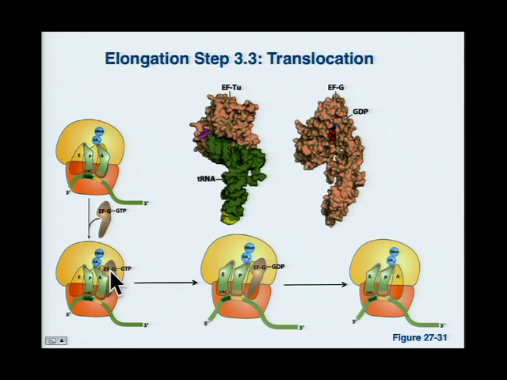This is not really a proofreading, a checking step. This is a literal movement of the whole mRNA and the associated tRNA. So now you have the first tRNA in the E site. We now know why it's called the E site. It's the exit site. And then we have the nascent peptide in the peptidyl site. And we have EF-G here. Once its GTP is hydrolyzed, it moves things out of the way, and then it takes off, and now we have a vacant A site. And so we repeat this process for every amino acid incorporated.